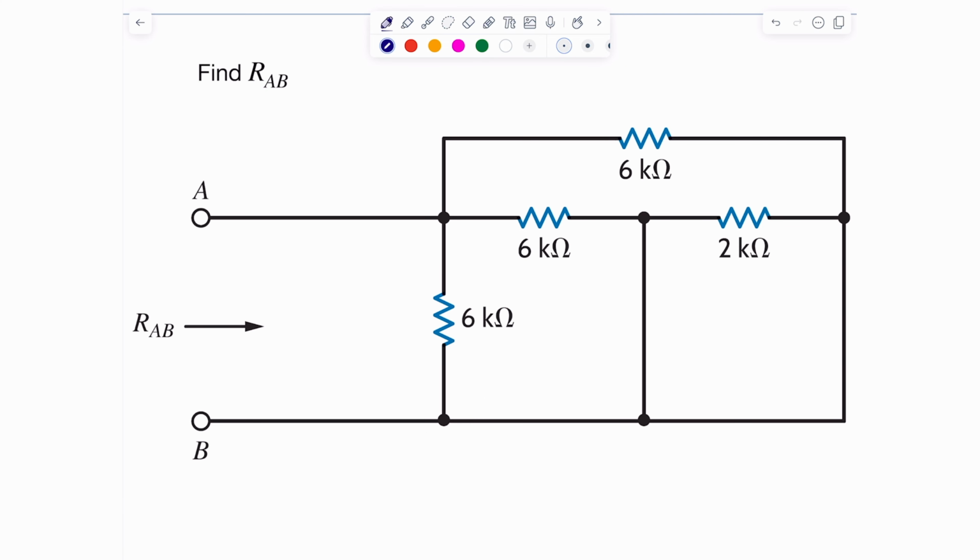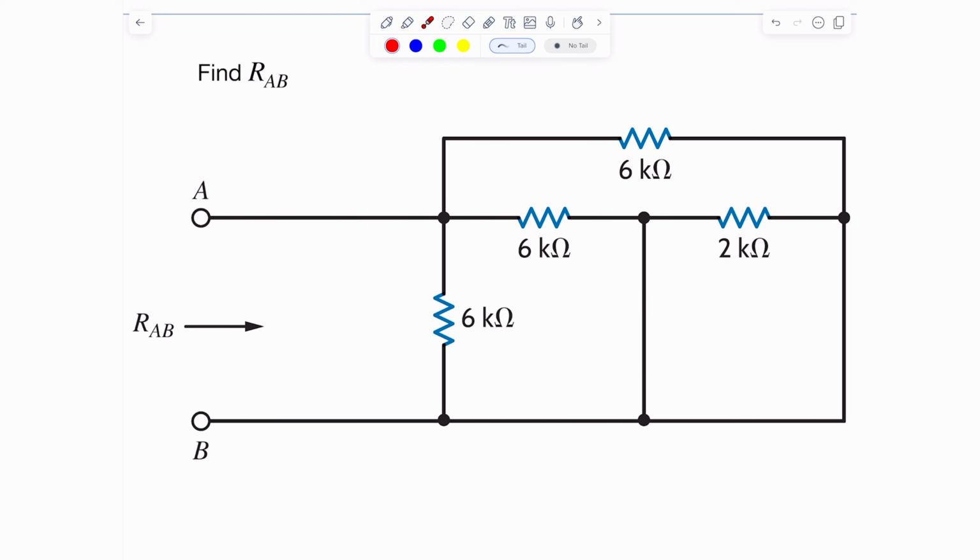Moving on to another example. In this example, we have these combinations of resistors. We have a 6 and a 6 and a 2 and a 6 in here, and we're asked to find the RAB again. And in here, we should be able to recognize that the 6 and the 2 are not in series because they share this with that particular 6 kilo ohms, so that doesn't work.